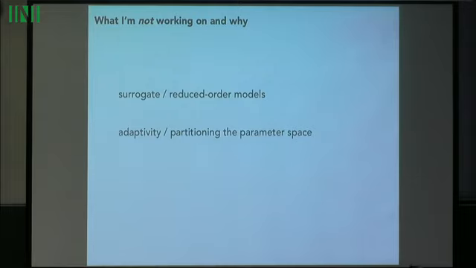I'm also not going to talk about adaptivity or partitioning the parameter space. The idea is that in some region of the parameter space our function is easier to emulate, so let's use less work there, and in the region where it's more complicated, we'll use more work. But again, as soon as you get into high dimensions, it's really hard to talk about partitioning the parameter space in a way that does not suffer from the curse of dimensionality, from this exponential growth in the cost it would take to actually do that partitioning. So these are not things I'm going to talk about.